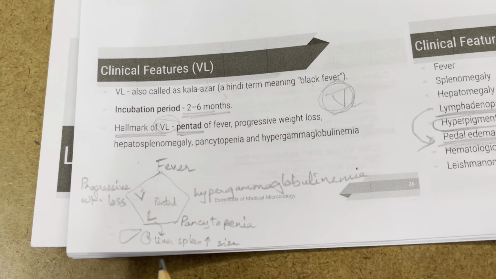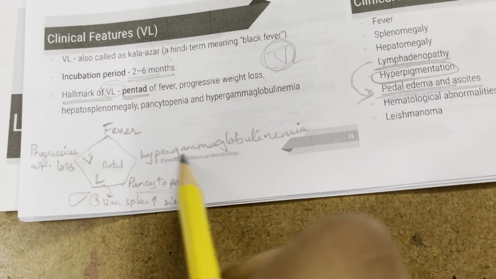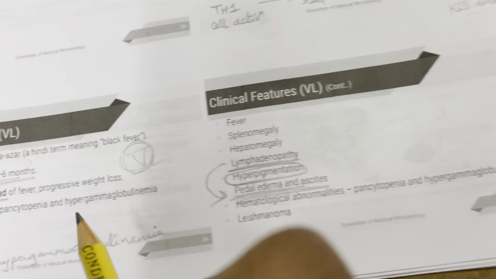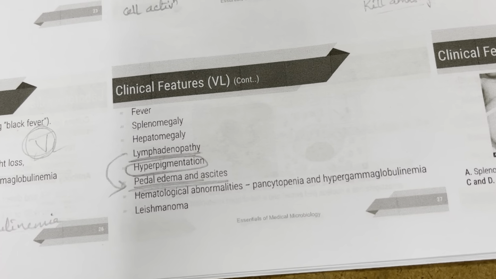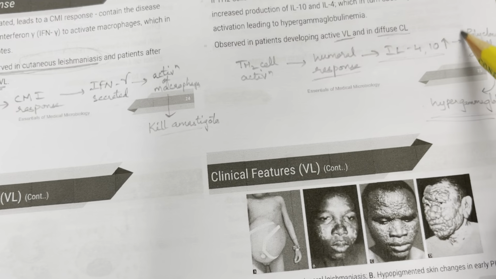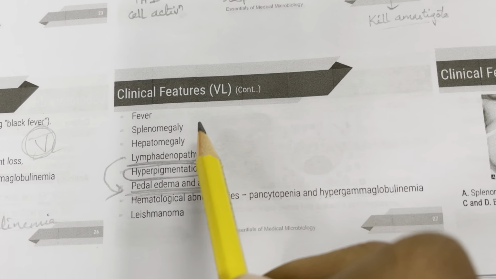So L for liver and spleen, so hepatosplenomegaly, pancytopenia, and obviously hypergammaglobulinemia because of the Th2 helper cell response due to increased IL-4 and IL-10, which leads to polyclonal B cell activation culminating in hypergammaglobulinemia. Next, what are the clinical features?